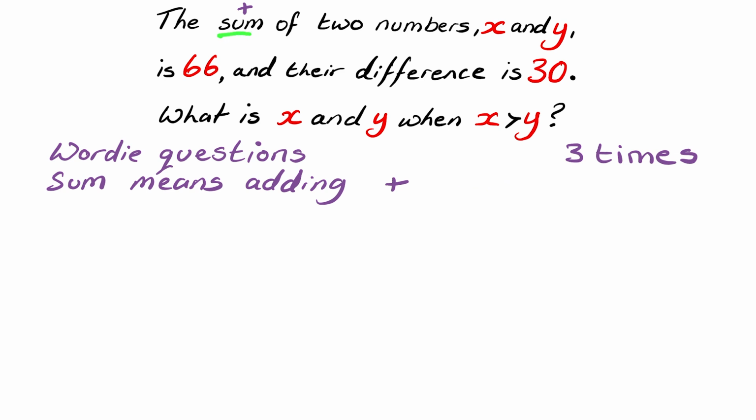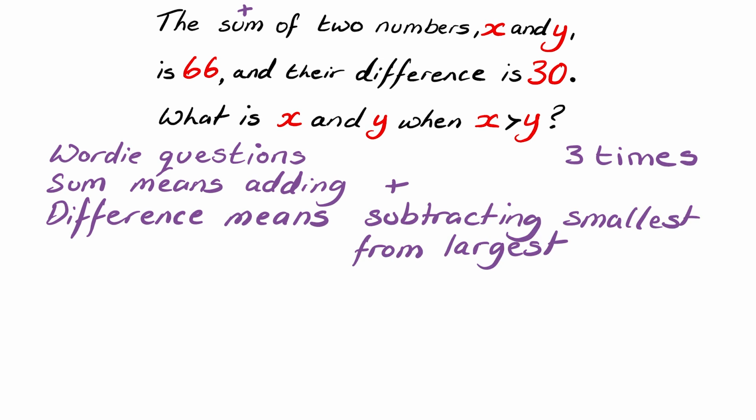So we have the sum of two numbers, x and y, is 66. Now their difference, and this is our next key word. Difference in maths means subtraction, but it means you will take the smallest away from the biggest. So I wrote smallest from largest. I feel that is easier if you're not a native English speaker. And then the rest of the question says, what is x and y when x is greater than y? So here they've told us that x is our largest value and y the smallest.